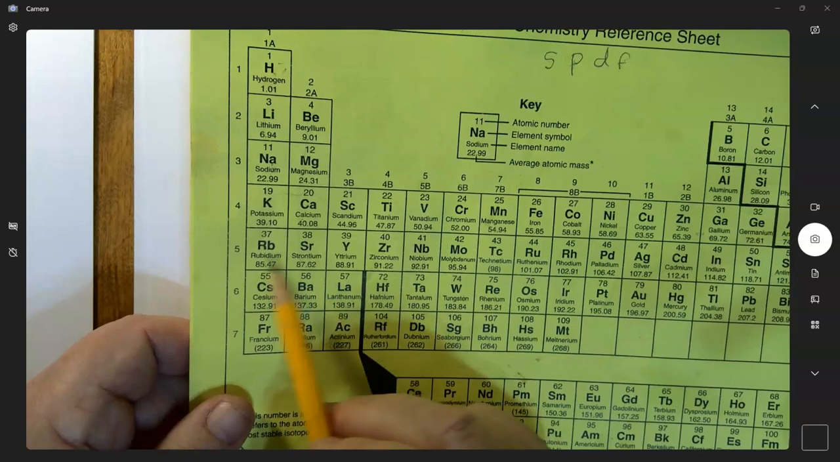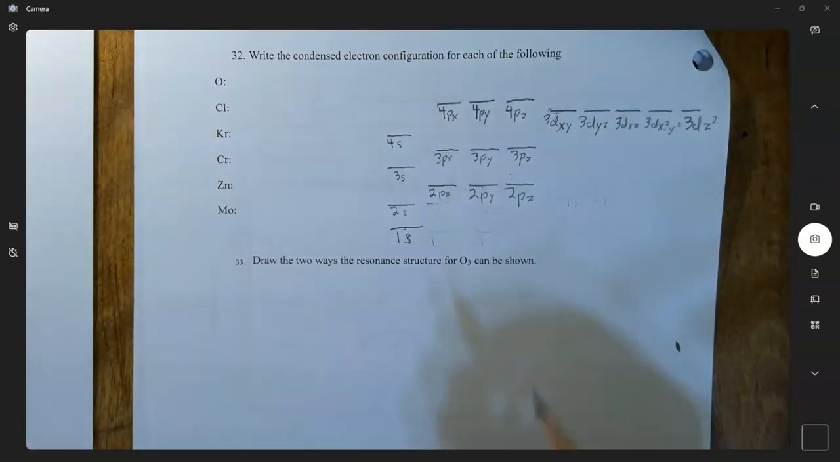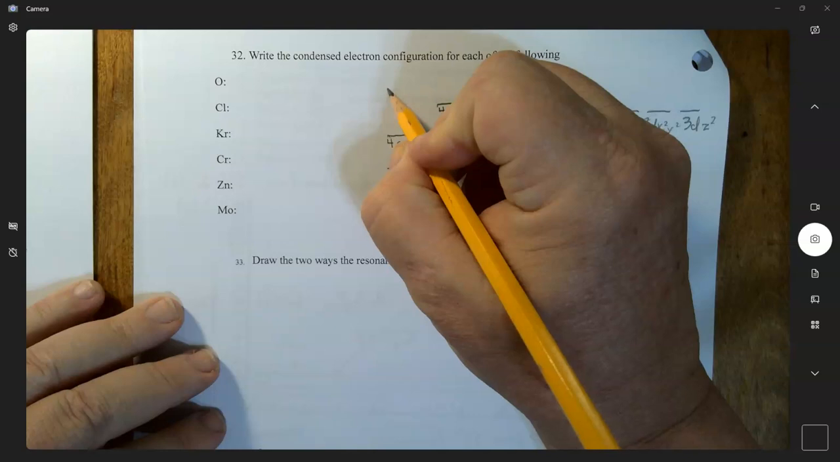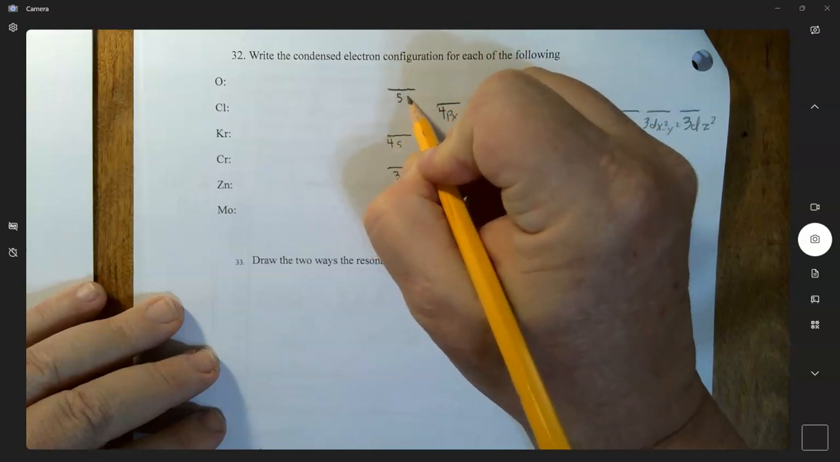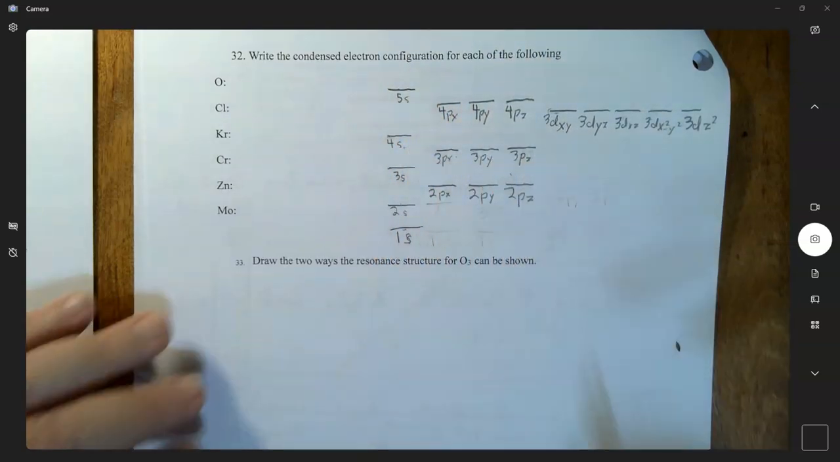And this is 5s down here, rubidium and strontium. And that's where I told you you can stop here. So we'll stop here, okay, 5s. And again, each of these lines can hold 2 electrons.